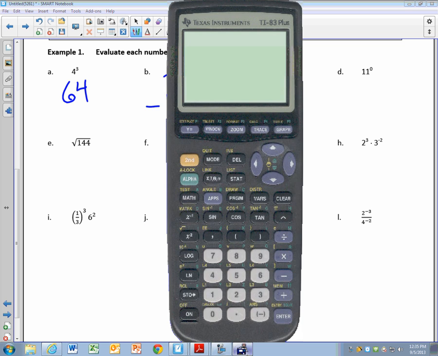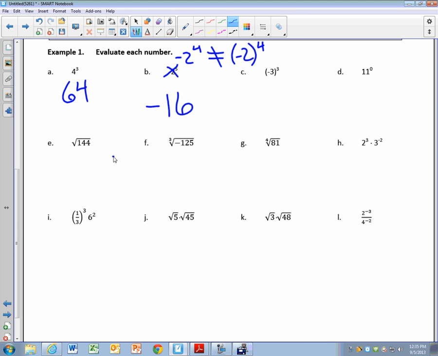And so a lot of times when people get to their calculators and they type in, they'll be like, well, Mr. Gens, I did it on my calculator, and I got -16. Well, sure, -2 to the fourth. Well, your calculator is doing exponents first and then multiplication, and it gets -16. You have to type it in with the parentheses.